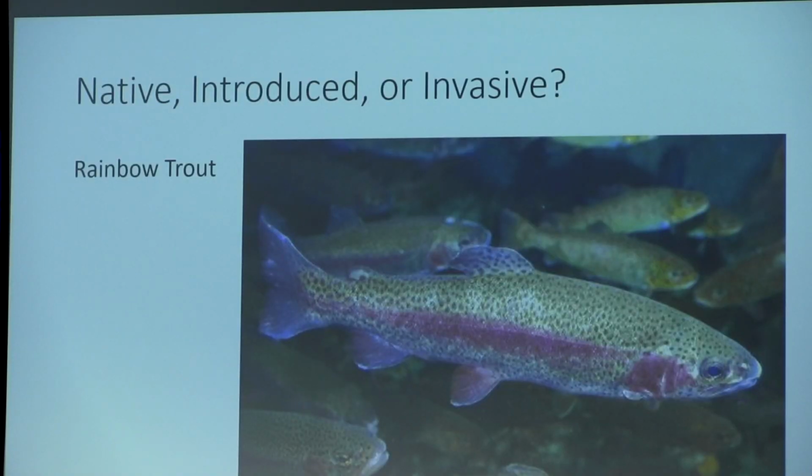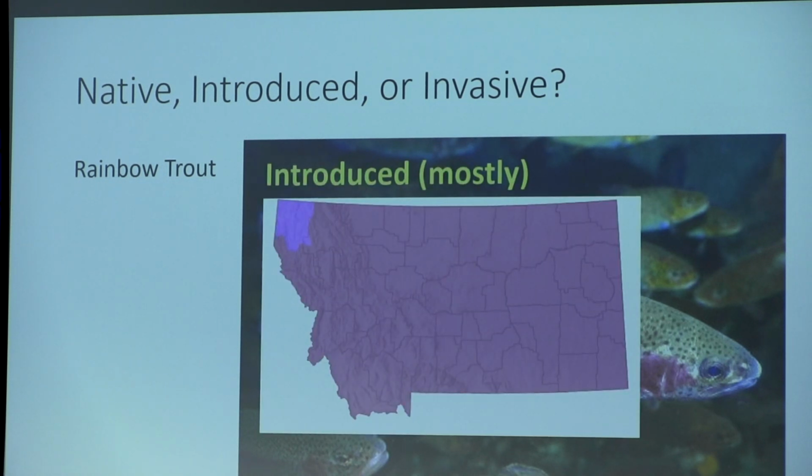Okay, rainbow trout. What do you think? Introduced? It is mostly introduced. So there is that little portion of the Kootenai River that we do have native rainbow trout, and then the vast majority of them are introduced, again, as a very popular game fish. We call it introduced because there are no harms that we've seen so far.